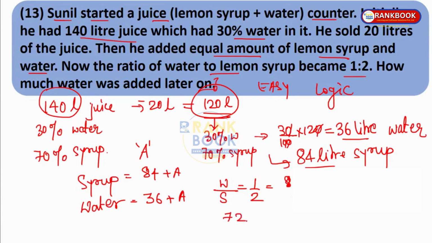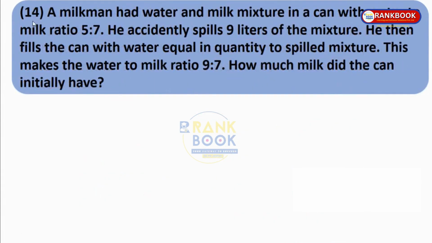Let's solve it. What do you get? 72 plus 2a equal to 84 plus a. So what will you have? a would be equal to 84 minus 72, that would be 12 liters. So the amount of water which was added by Sunil was 12 liters, right? So he added 12 liters of water and 12 liters of lemon syrup later on. Moving to next question. Question number 14.